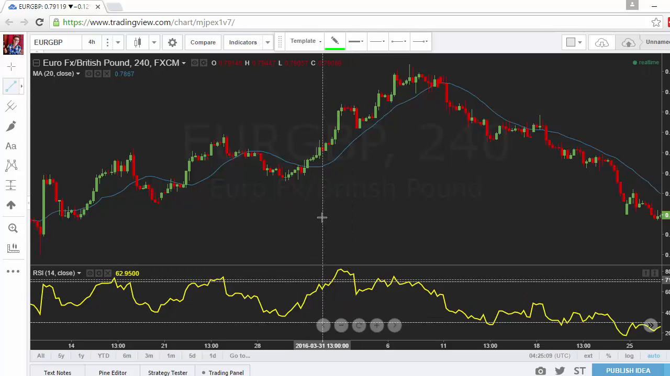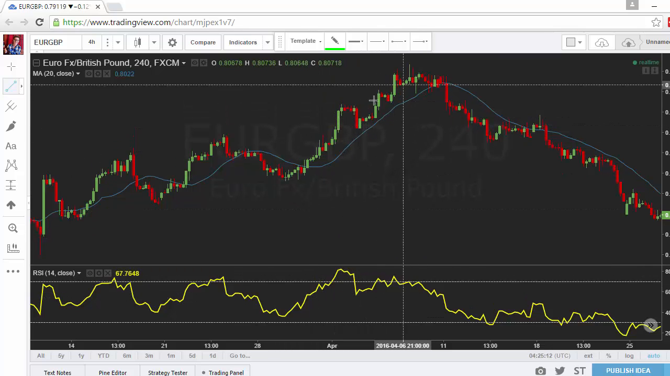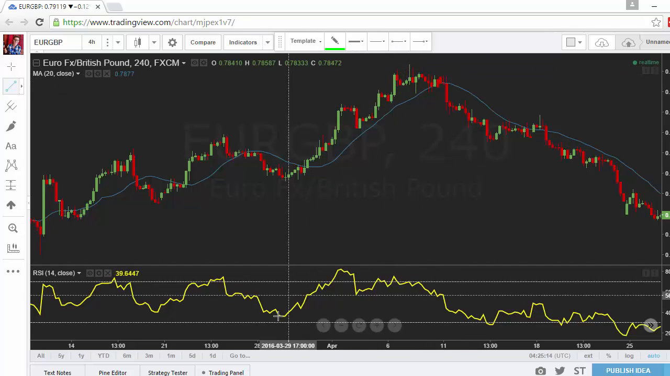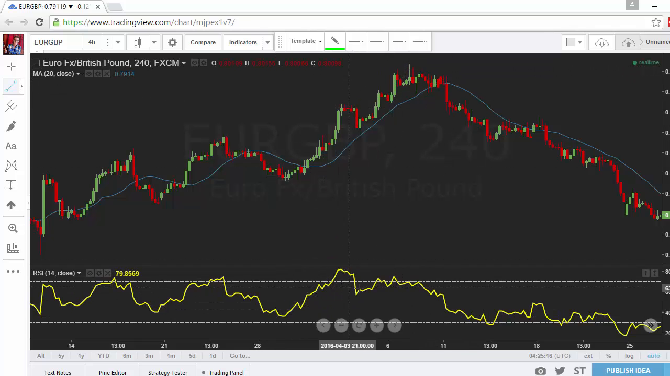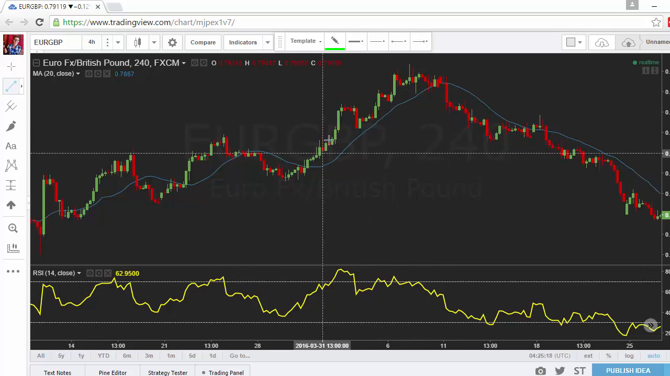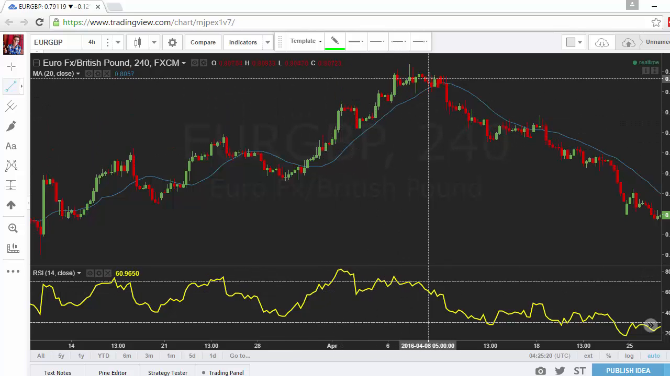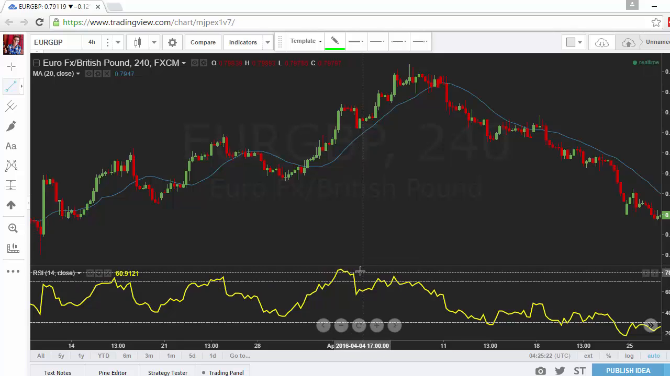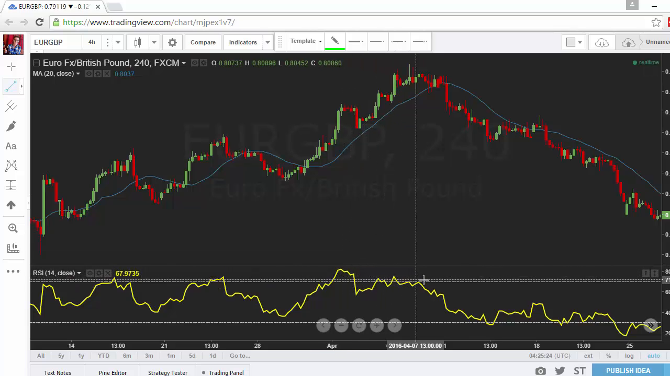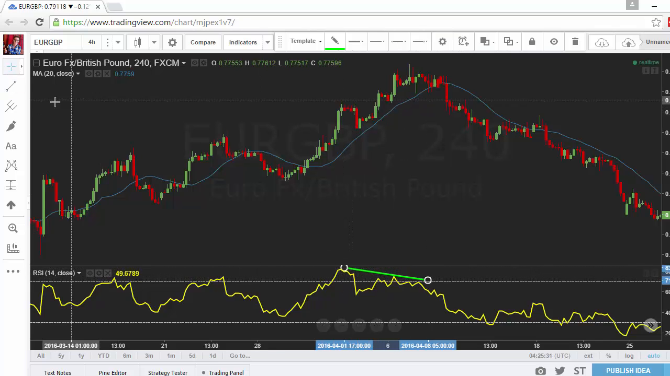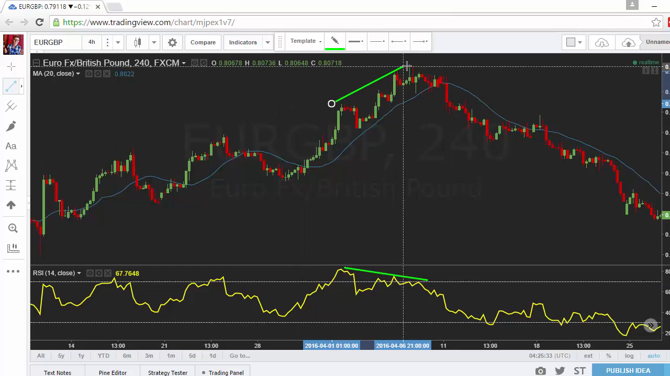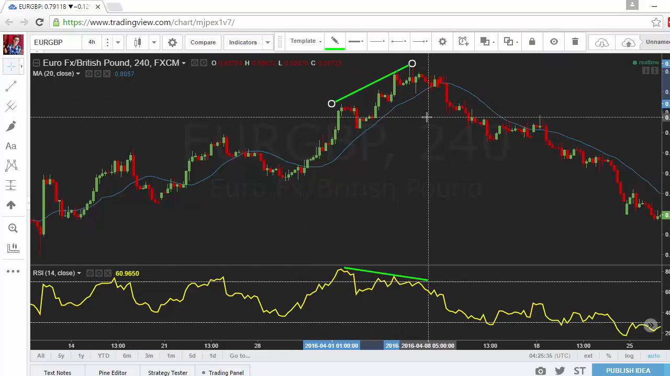So for example, when you see a rally, price is going up, it's making higher highs, and usually your indicator does the same. But sometimes they are out of sync. So right here we can see it's going up all the way in price, but at the same time the indicator, the RSI, is making lower highs, which shows that indicator and price action are not in sync anymore. So we can draw some trend lines here, and you can see that they are not in sync anymore.